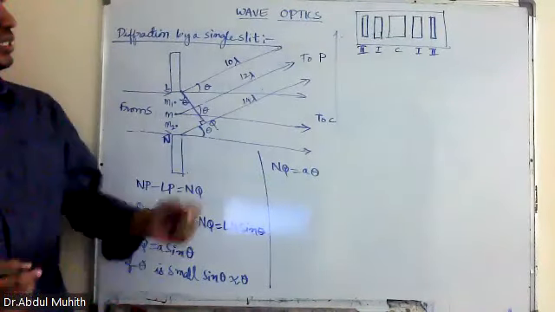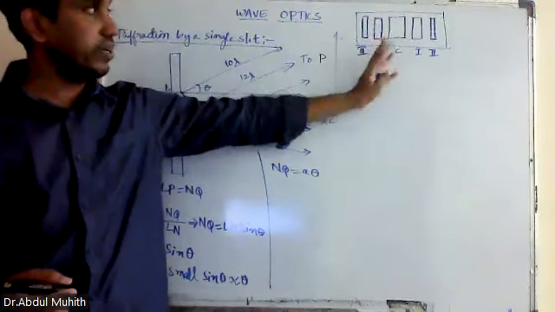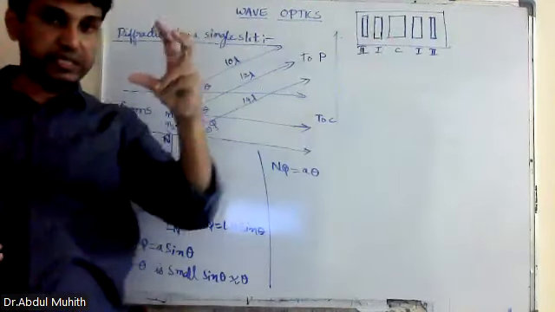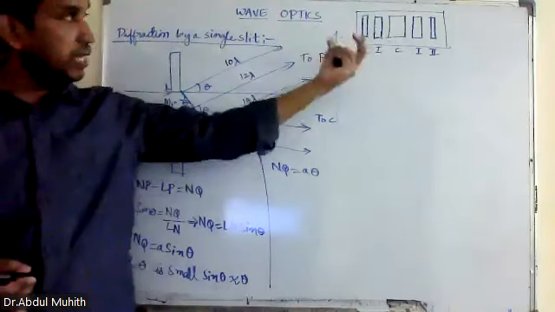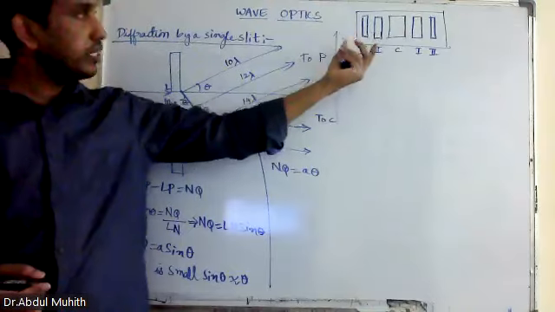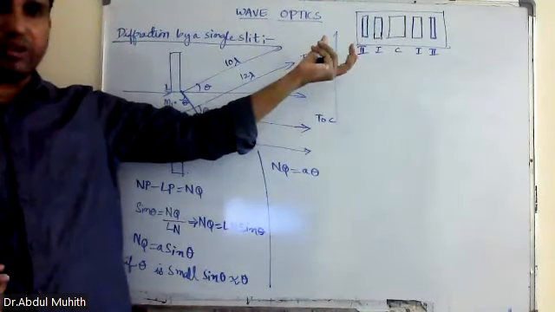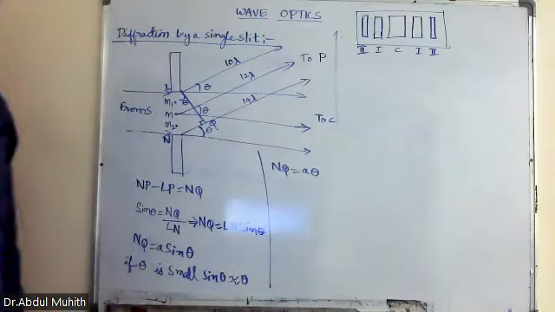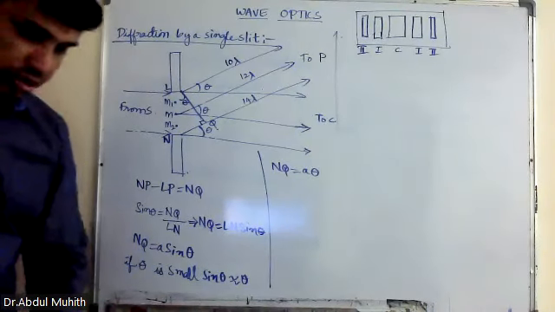So what happens is the central one has more brightness when compared to the first, and then the second. It has more brightness, and its thickness, that means the fringe width, is also more. When you go to the first order, the brightness will reduce and the fringe width will also reduce. That is how it keeps on going. Did you understand? Yes sir.